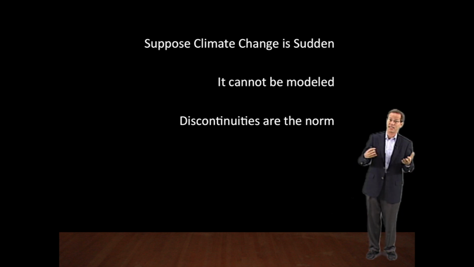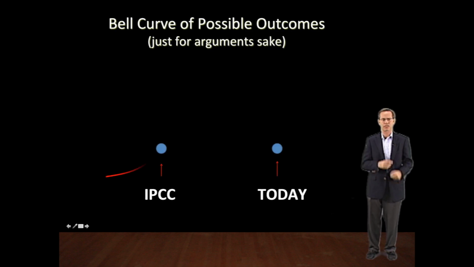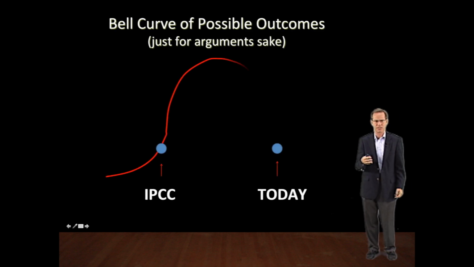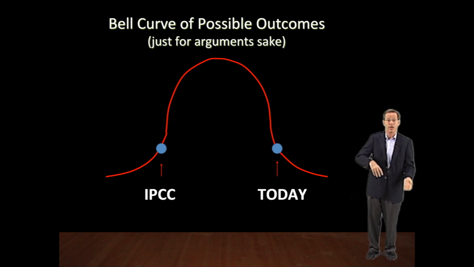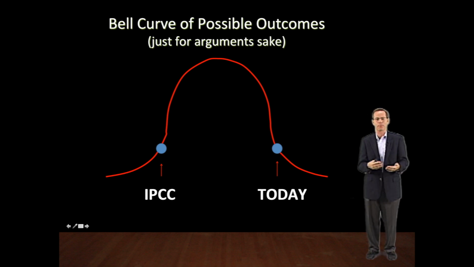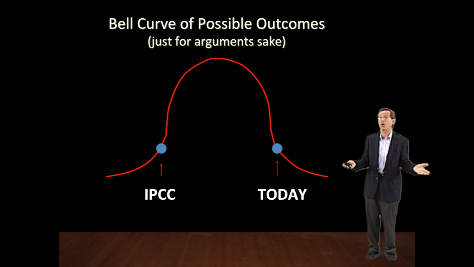Let's assume that this thing can't be modeled and in fact discontinuities are the norm. That gives us a bell curve of possible outcomes. Just for argument's sake, let's say the IPCC was very conservative on that bell curve because they had to get hundreds of scientists to sign off. So really what ended up getting published was the most conservative view, or a pretty conservative view. And let's for today talk about not a conservative view, but the opposite side of that bell curve. And again, just for argument's sake.